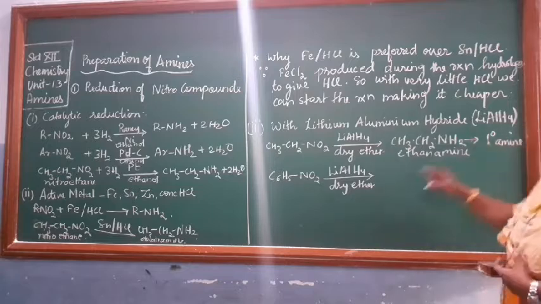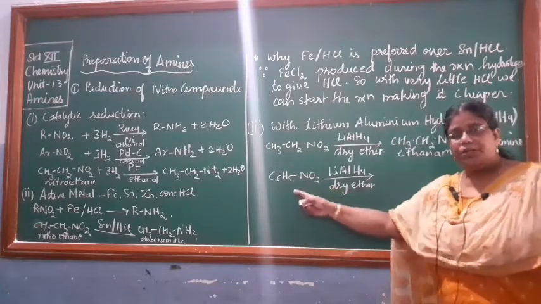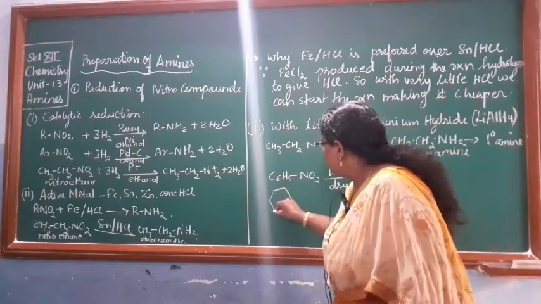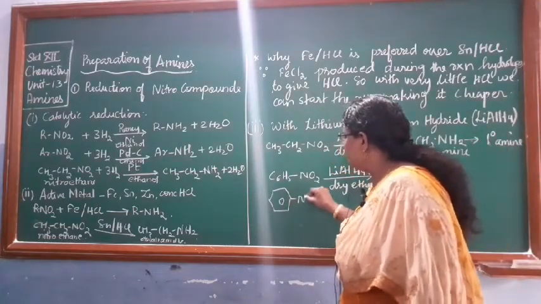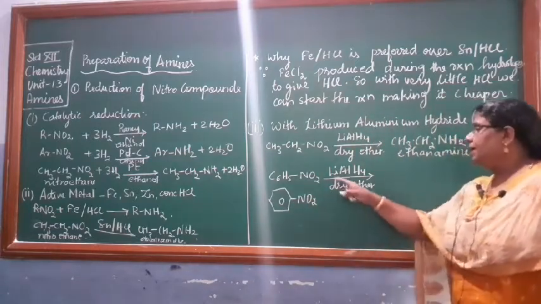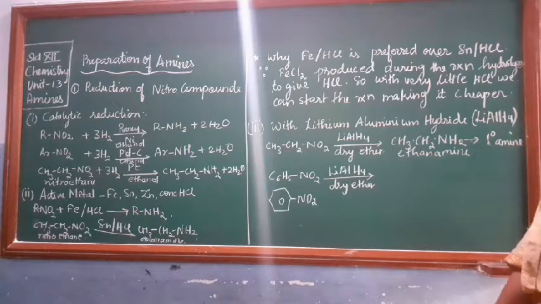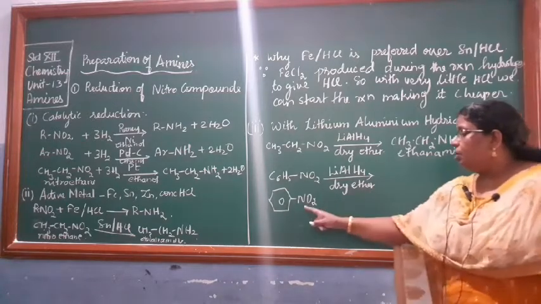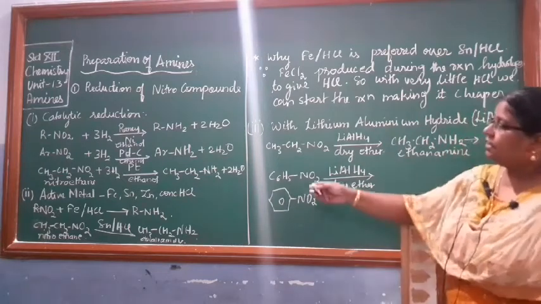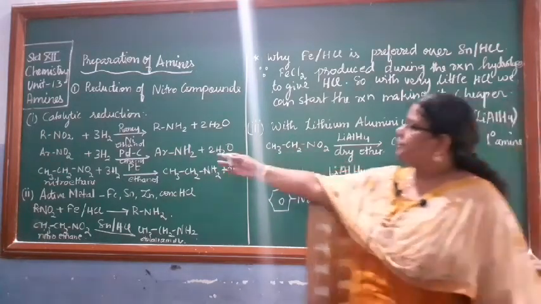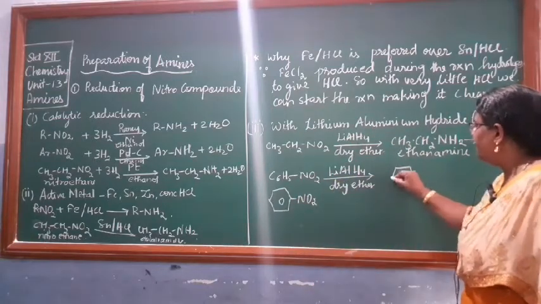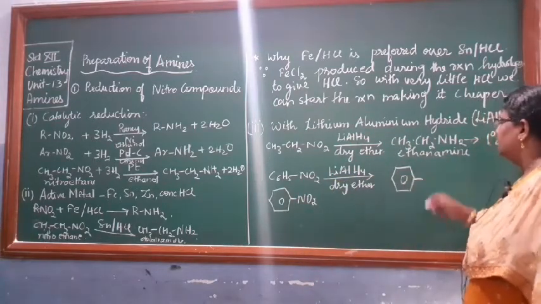But when you use nitrobenzene, C6H5NO2, the structure means benzene ring with NO2. When you carry out the reduction with lithium aluminum hydride in dry ether, don't expect that you will get benzene ring with NH2, as we had seen with the catalytic reduction. No, here the product which will be formed is this one.